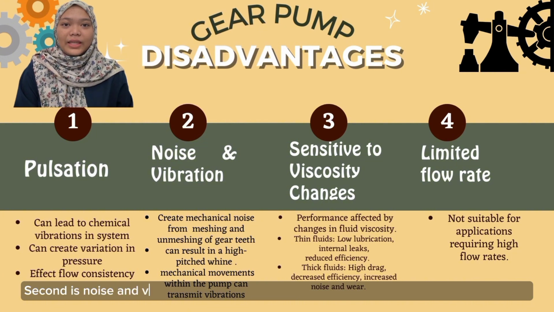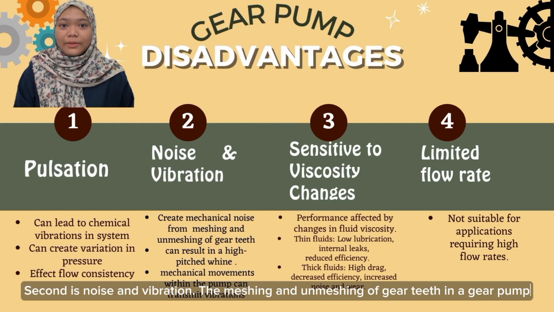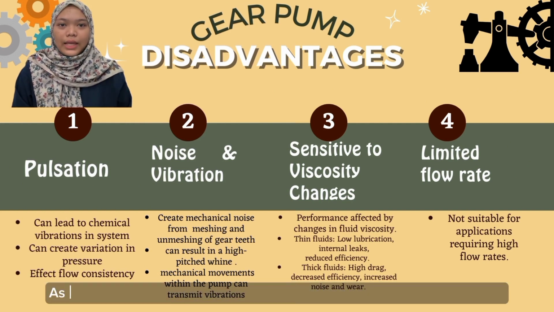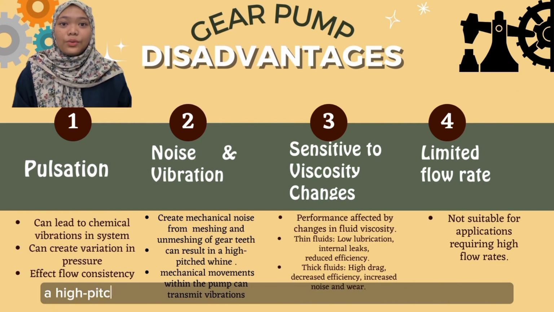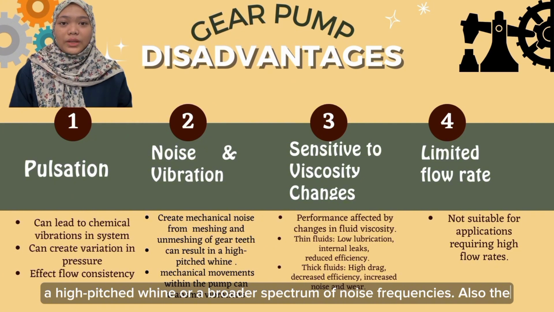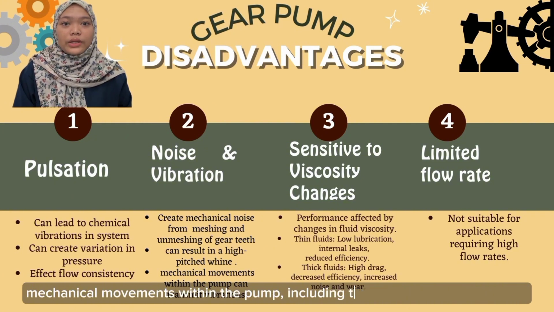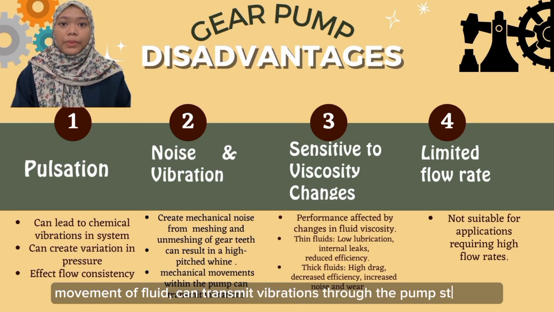The second disadvantage is noise and vibration. The meshing and unmeshing of gear teeth in a gear pump can create mechanical noise. As the gears rotate, they produce a series of impacts which can result in high-pitched whine, or a broader spectrum of noise frequencies. Also, the mechanical movement within the pump, including the rotation of gears and the movement of fluids, can transmit vibration through the pump structure.